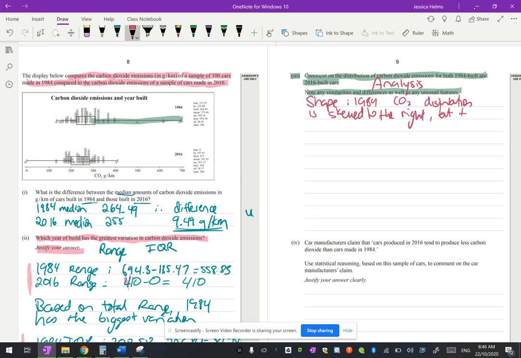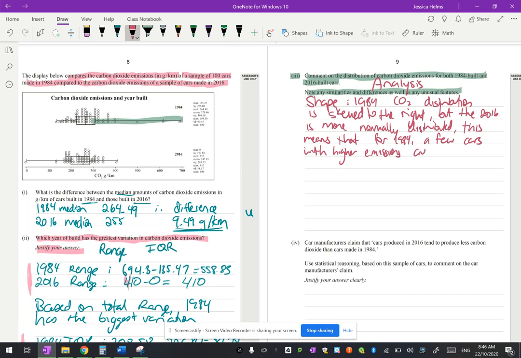But the 2016 is more normally distributed. This means that for 1984, a few cars with higher emissions are pulling the data up.